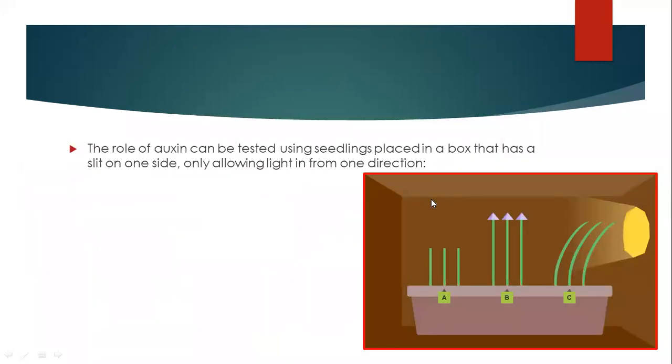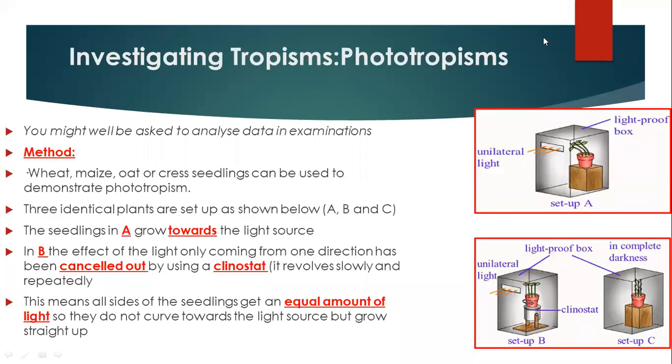Okay, the role of oxygen can be tested using seedlings placed in a box like this. This is one of the experiments to test the effect of oxygen, using seeds placed in a dark box that has only a hole in its side. You will find that the seeds away from the light will grow up, and the seeds near the light will grow towards the light source.